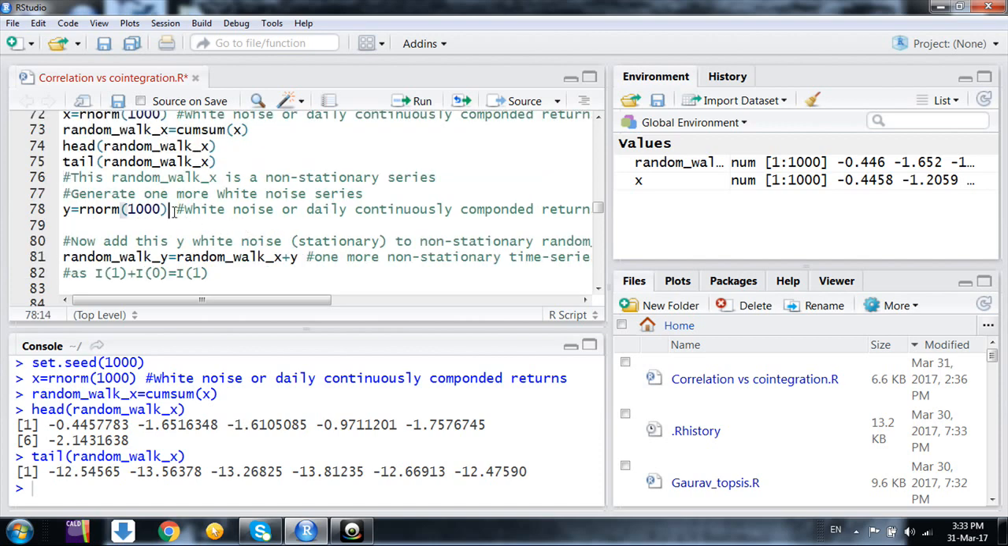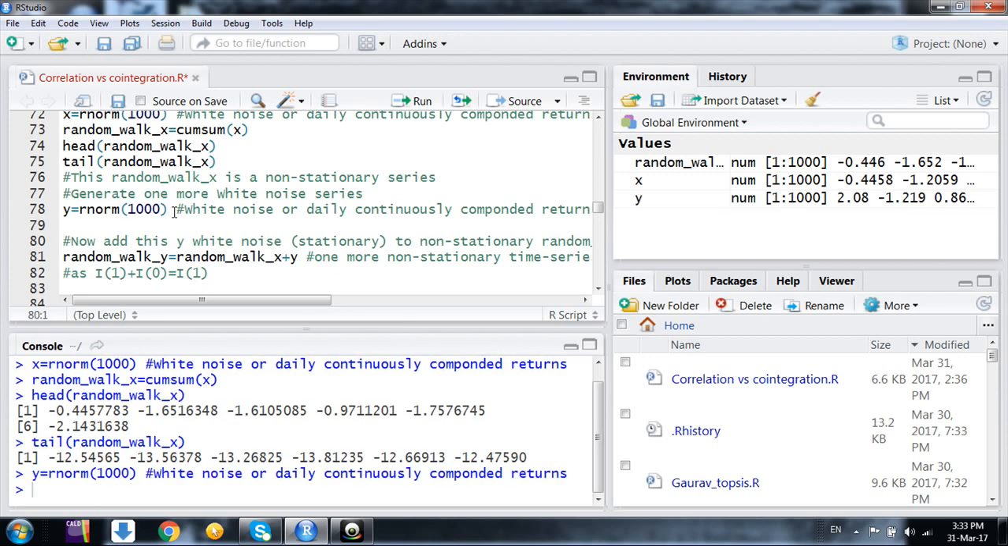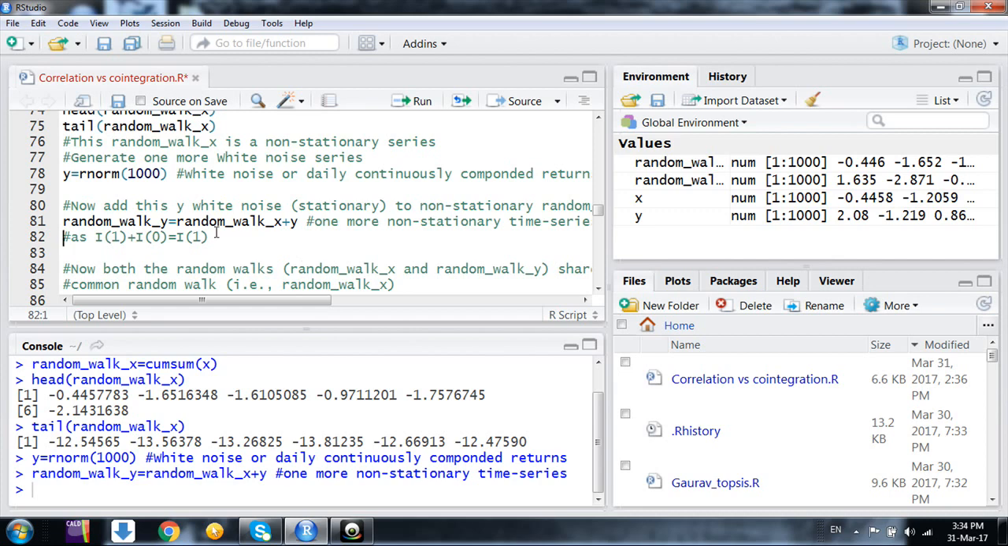Now we generate another white noise using the same rnorm command, for y. Then we generate another time series, which I call random walk y, by adding random walk x and this white noise y. As you know friends, when we add a non-stationary series with a stationary time series, we get another non-stationary time series: I(1) plus I(0) equals an I(1) time series. Clear friends? So now we have two non-stationary time series, random walk x and random walk y, and we want to test whether they are co-integrated or not.